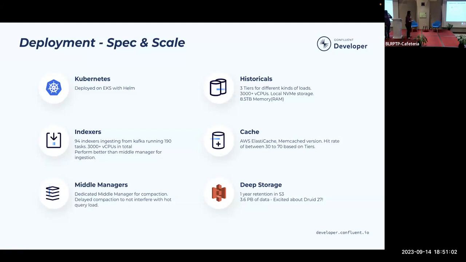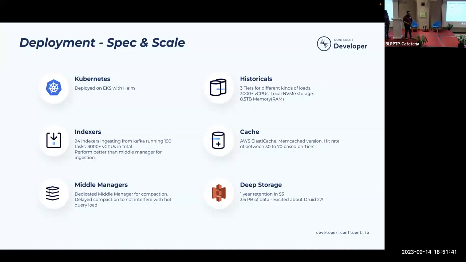Our historicals together have about 3,000 plus vCPUs. And we also have large memory, right? So about 8.5 TB of memory across historicals. This is main memory. We also use caches. We use 2 caches. One is the Caffeine L1 cache, which runs along with historicals in the same pod. We also have an AWS Memcache, and the hit rate for this is between 30 to 70% on historicals.